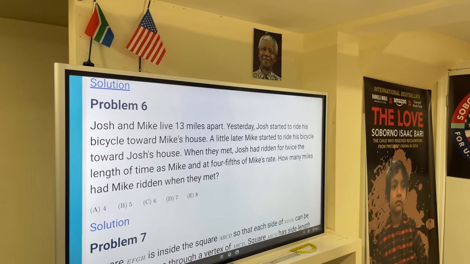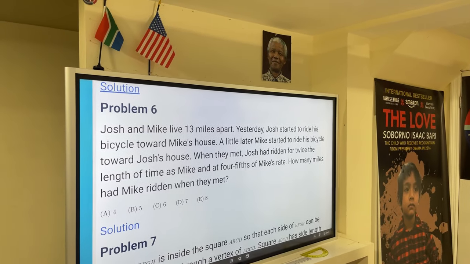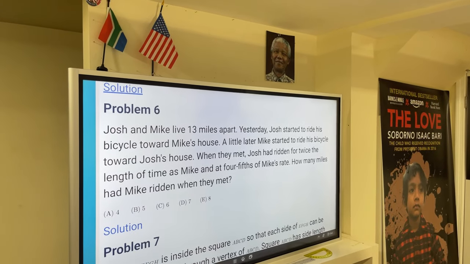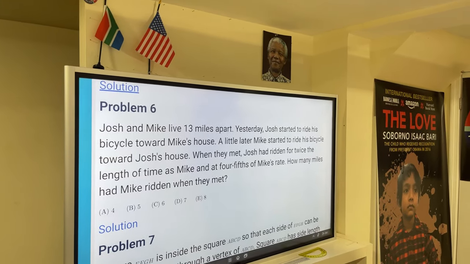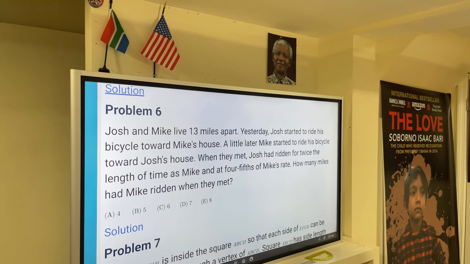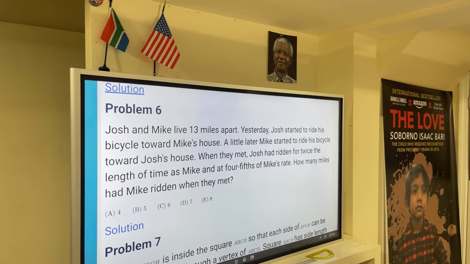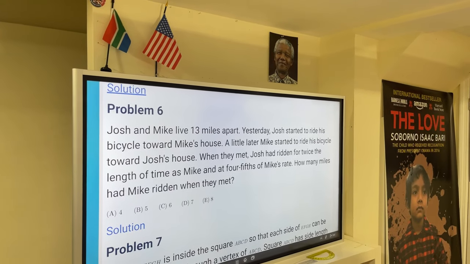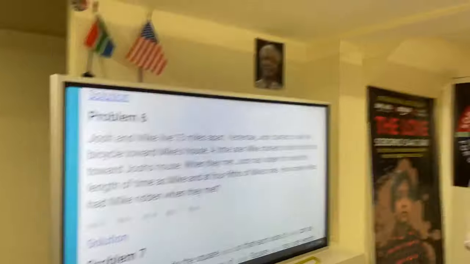Josh and Mike live 13 miles apart. Yesterday Josh started to ride his bike towards Mike's house. A little later, Mike started to ride his bike towards Josh's house. When they met, Josh had ridden for twice the length of time as Mike, and at 4/5 of Mike's rate. How many miles had Mike ridden when they met? 2 minutes, go!